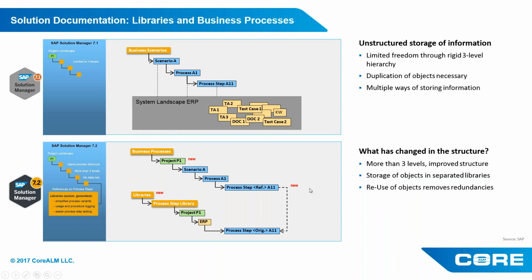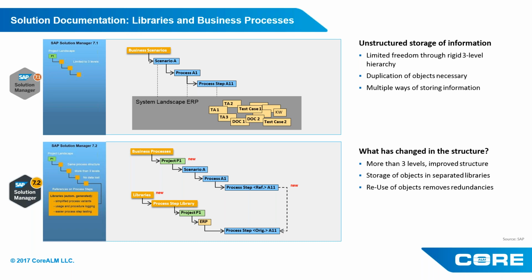Okay. So this is the representation on 7.1, how the storage and the hierarchy of the business processes was set up, and it was really unstructured. So you had a 3-level hierarchy where you had scenarios, processes, and process steps. And then all the documents were all over the place. They were copies. So maintaining the documents has become quite a bit of a challenge. And that's part of the reason that SAP improved this tool.